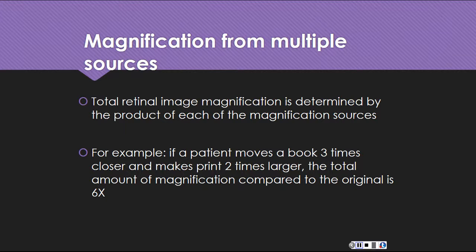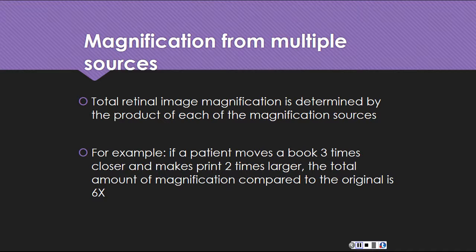For the people sitting in the back row, if they were to move up to the front, that would be relative distance magnification. If I had them move up to the front and made the print larger on the screen, that would be relative size magnification. You compare those two not by adding them, but by making almost a product of those two sources.